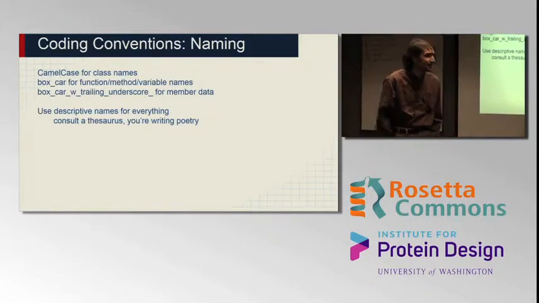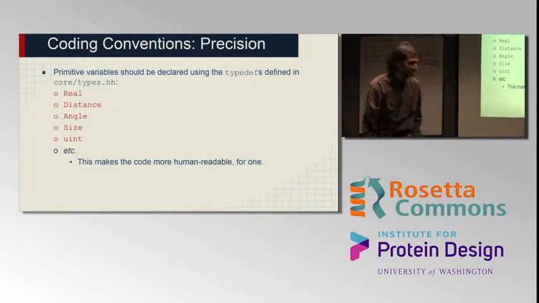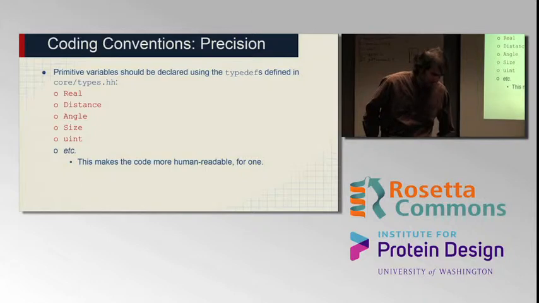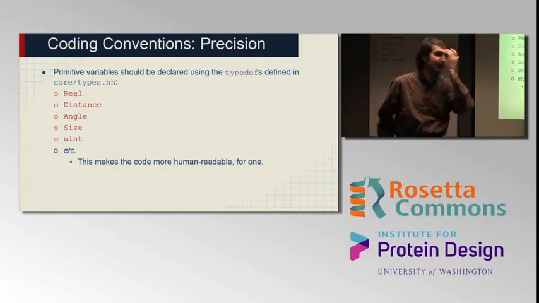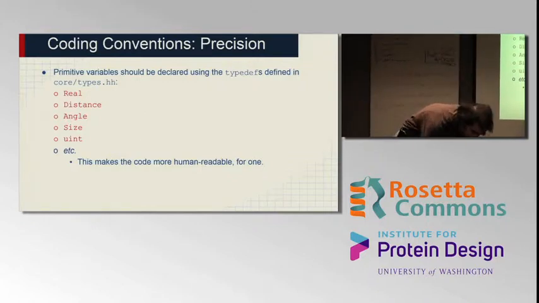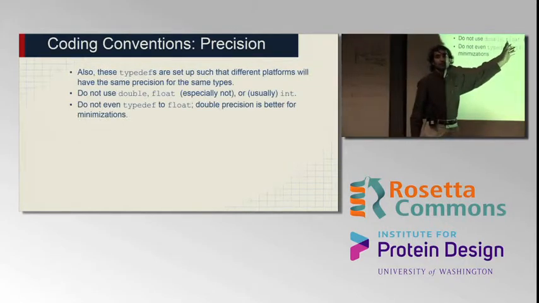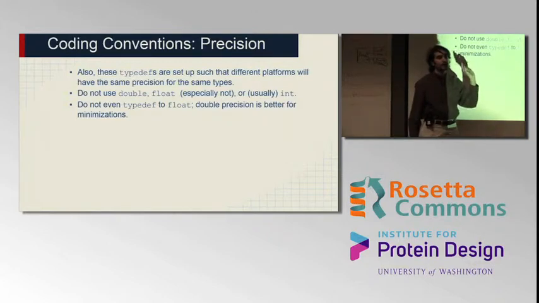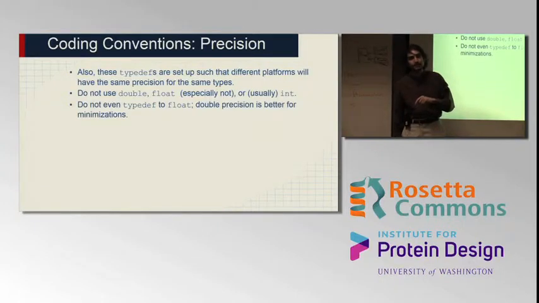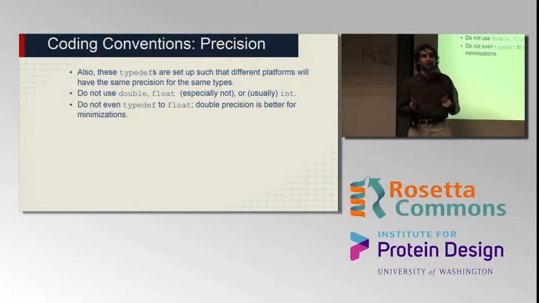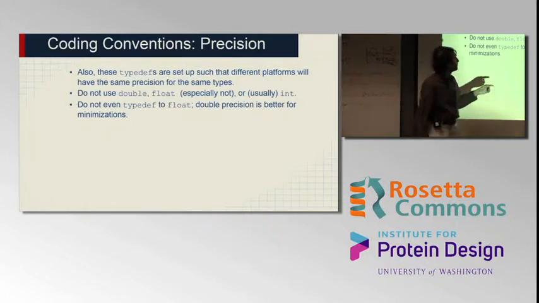Again, this isn't that important, but yes, use core/types.hh and try to avoid using things like double and float. Definitely don't use these. The reason is that they have different definitions on different systems, and you'll have different levels of machine precision on different systems. We use core real instead because it's defined to have the same level of machine precision on all systems. And it also gives us a way of globally altering the overall precision of Rosetta if we wish to.